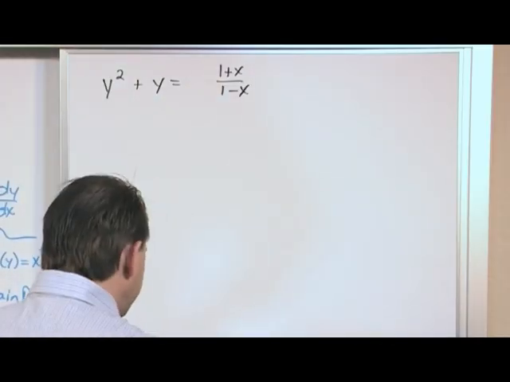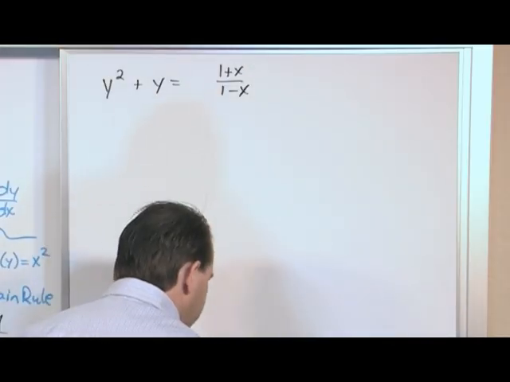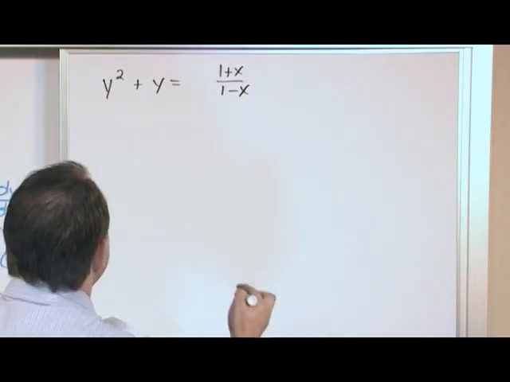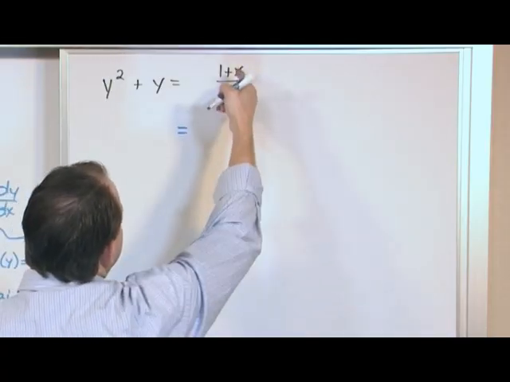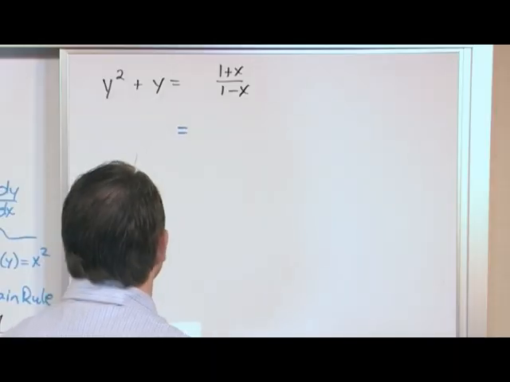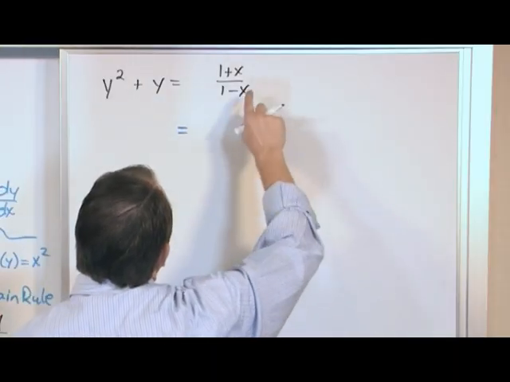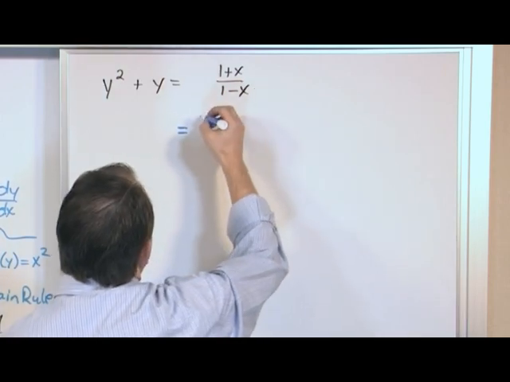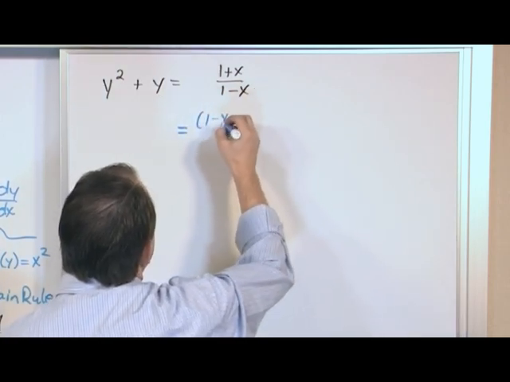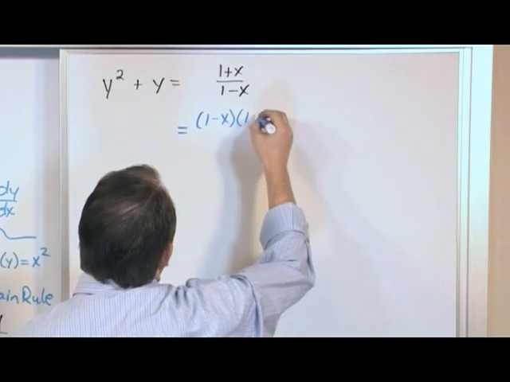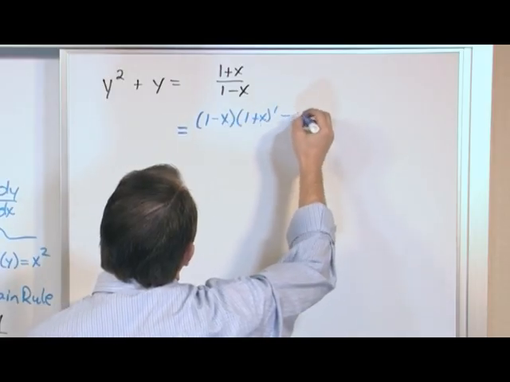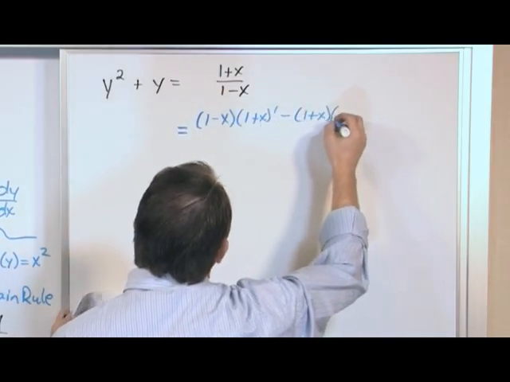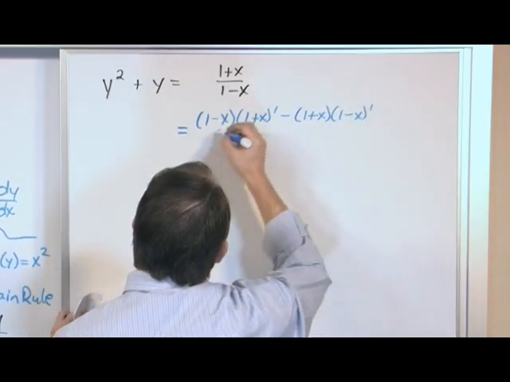So the way we do that is we take the derivative of both sides. Now on the right-hand side, it's going to be exactly what you've been doing up until now. In this case, it's the quotient rule. Bottom times the derivative of the top minus the top times the derivative of the bottom, all over bottom squared.